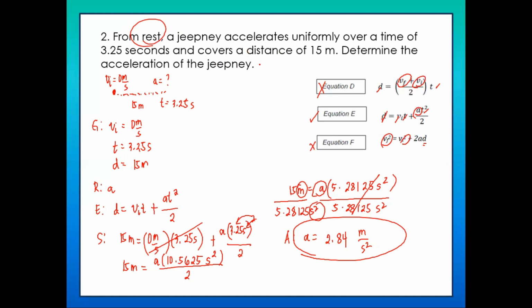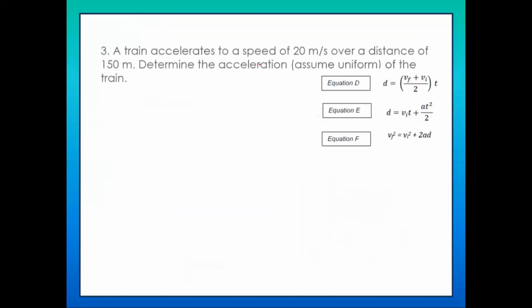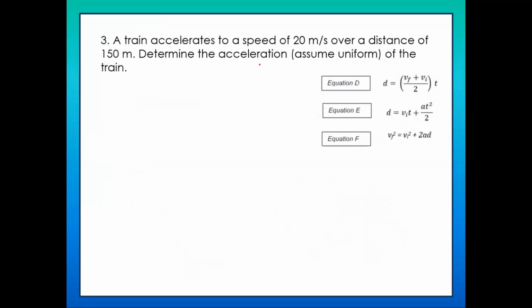Okay? So, moving on to the last example or last sample problem. Nandyan pa rin, binigay pa rin ni Sir ang equations para madali nating ma-assess. So, a train accelerates to a speed of 20 meter per second over a distance of 150 meters. Determine the acceleration, assume uniform of the train. So, let us assume that this is in uniform accelerated motion.